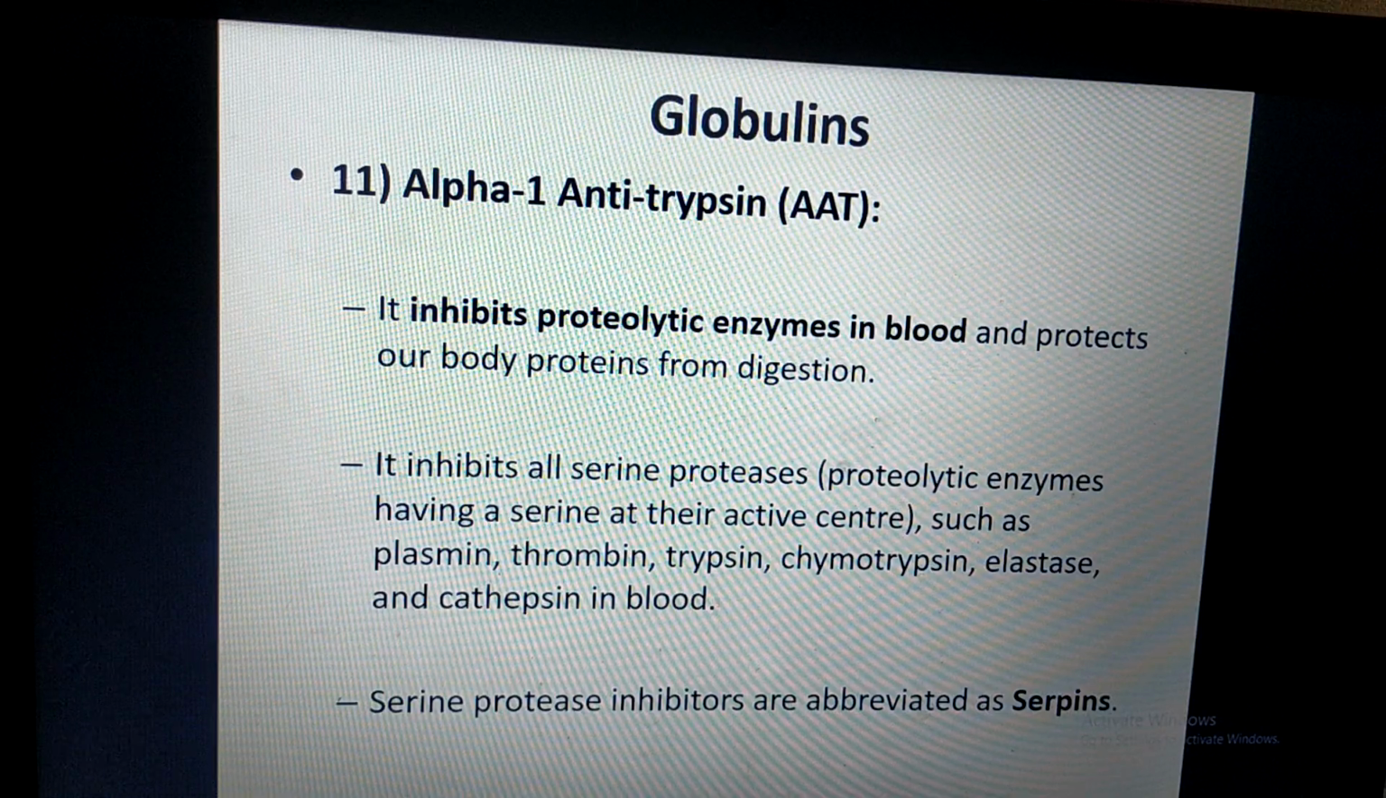All these proteolytic enzymes are also called serine proteases, because protease means proteolytic enzyme, and they are called serine proteases because they contain serine at their active site. And serine protease inhibitors like alpha 1 antitrypsin are abbreviated as SERPINs.